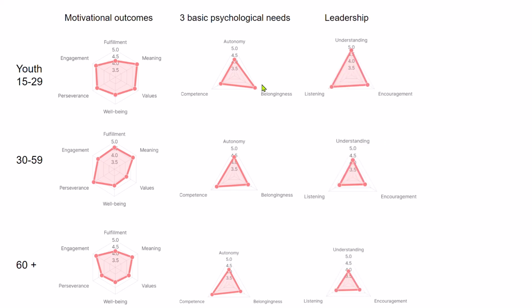So that in turn can perhaps be explained by leadership skills. The youth seem to be much more understood than the other 2 groups by almost a full 1 point. They also seem to be slightly more encouraged, and they seem to be more listened to than the older ones. So here we have an example of the needs among the young being better met than among the older volunteers.